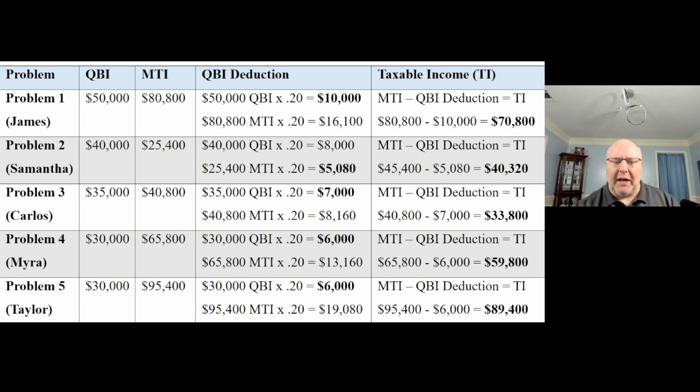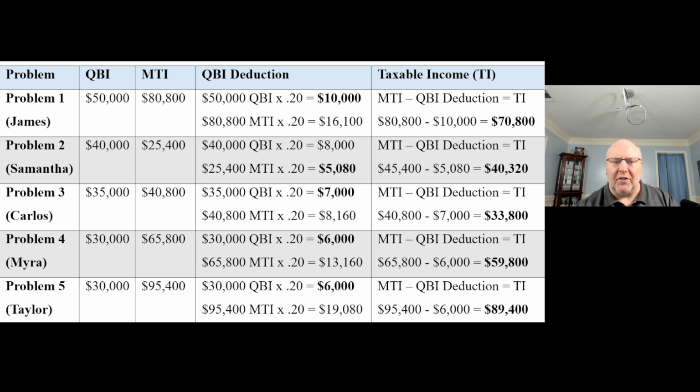Carlos had QBI of 35,000, so we'll go 35,000 times 20%. That gives us a 7,000 QBI deduction. We're going to see if we're limited by the 40,800 modified taxable income. Just looking at it, I know 40,800 is more than 35,000, but let's do the math. We go 40,800 times 20%. That's 8,160. We get the full 20% of QBI, so we get $7,000. And we do the same thing for Myra and for Taylor. So we have 30,000 QBI times 20%.